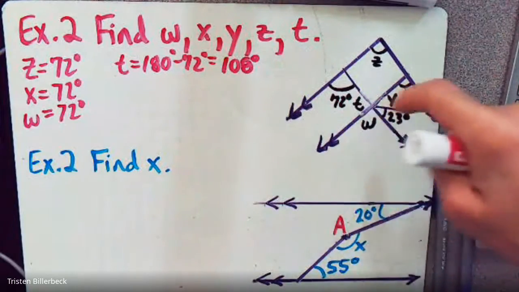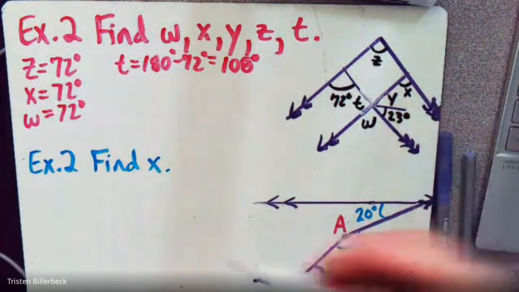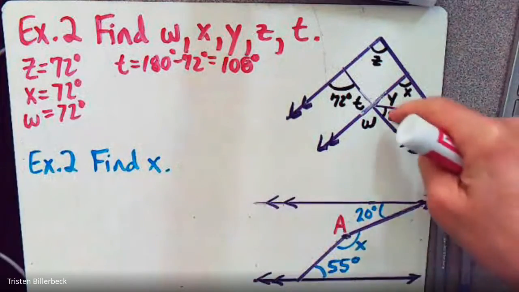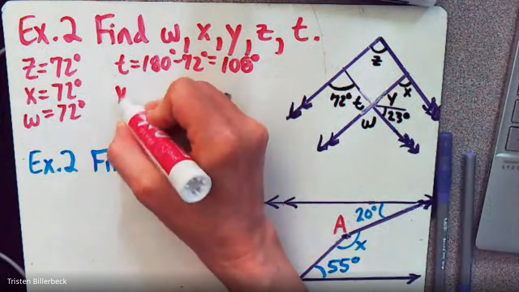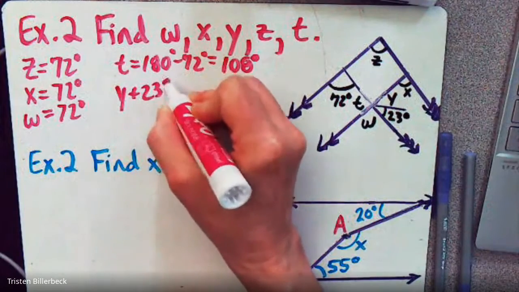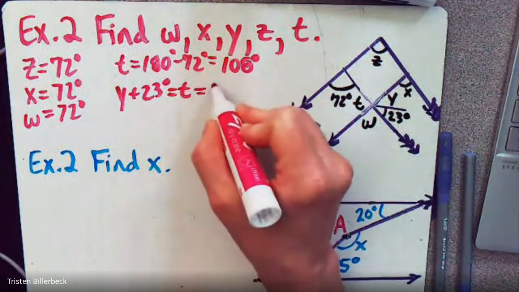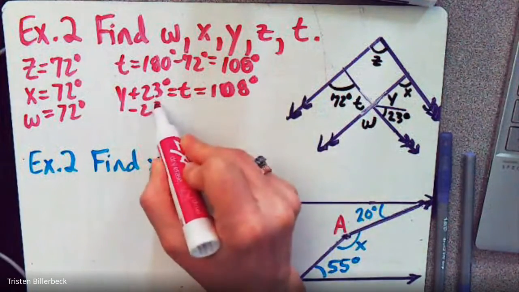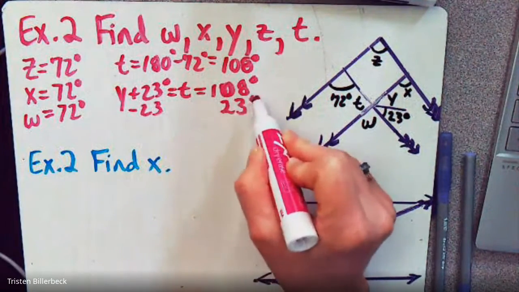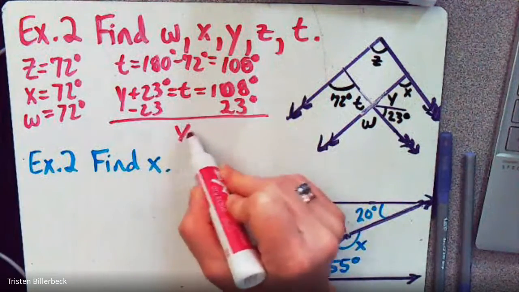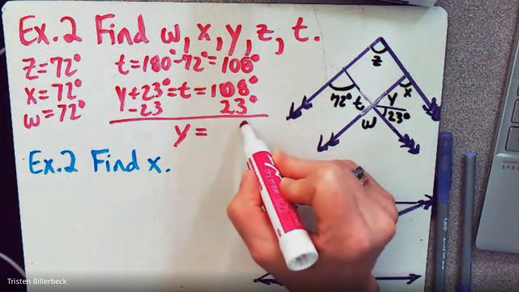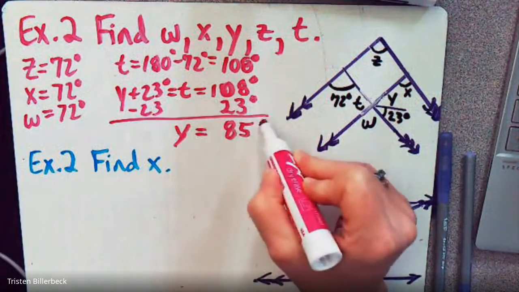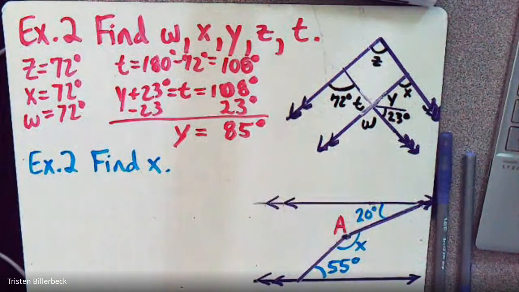Okay, so we have T. That means that Y plus 23 degrees should equal T, which is 108 degrees. So if we want to find what Y is, we subtract 23 degrees from that, and we get Y equals 85 degrees. All right, so see how simple that is once we understand the geometry?